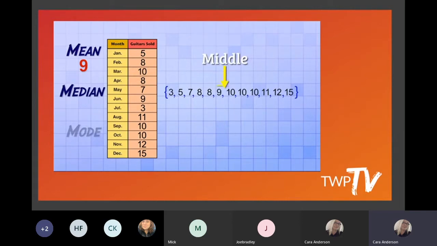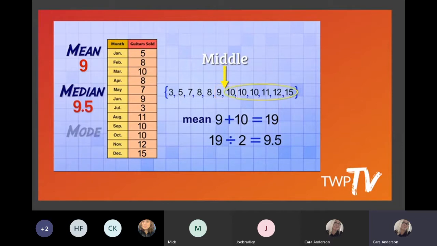So we're going to have to pick the middle two numbers and then find the mean of them. 9 and 10 are in the middle since there's an equal number of data values on either side of them. So we need to take the mean of 9 and 10. That's easy. 9 plus 10 equals 19, and then 19 divided by 2 is 9.5. So the median number of guitars sold is 9.5.